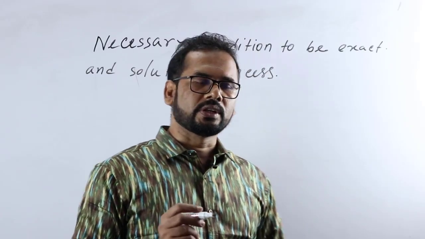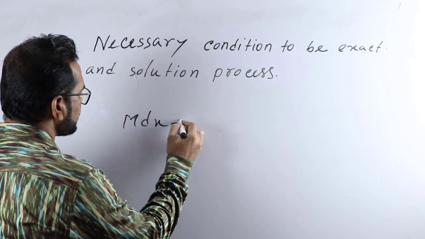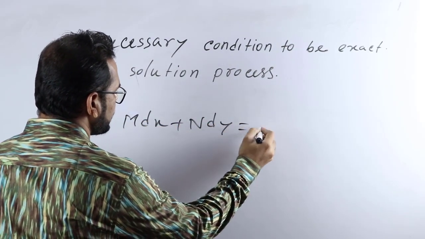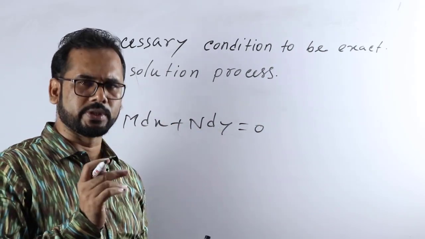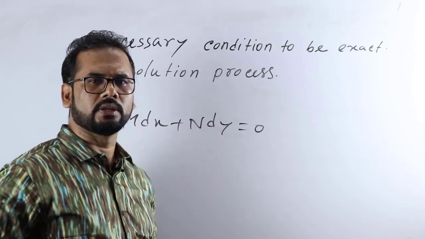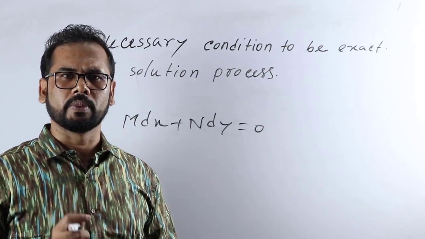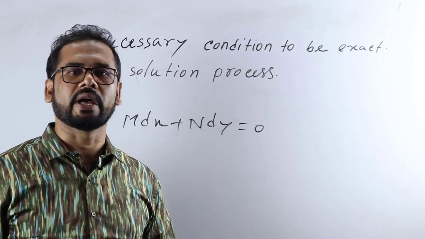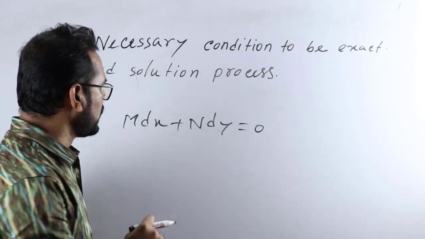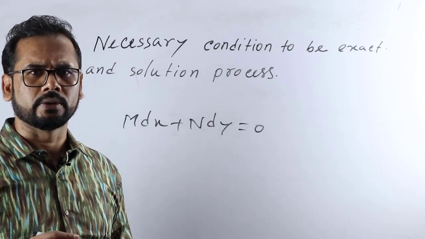If the differential equation is like this, M dx plus N dy equals 0, this is a differential equation because there is a differential coefficient. Here dx and dy are the differential coefficients. So this is a differential equation, no problem. But what type of differential equation is this? We have to know when it will be exact. So I am going to explain when it will be an exact differential equation.